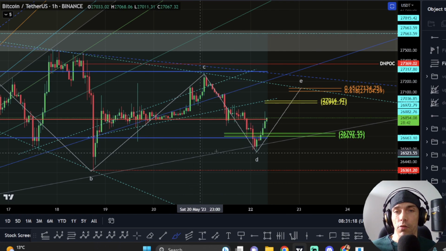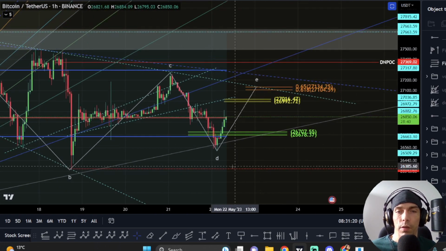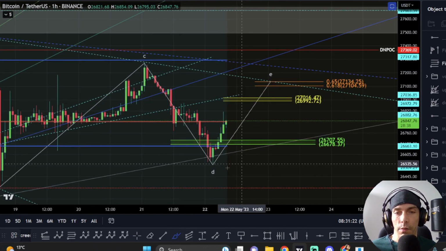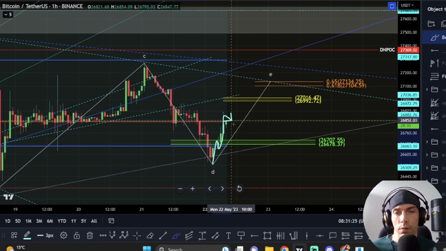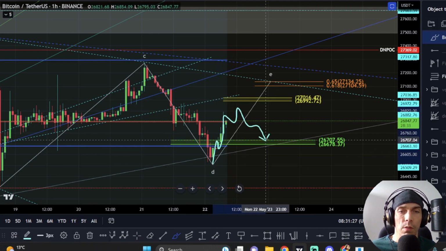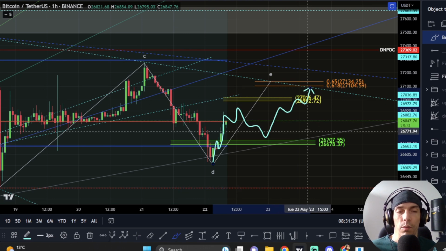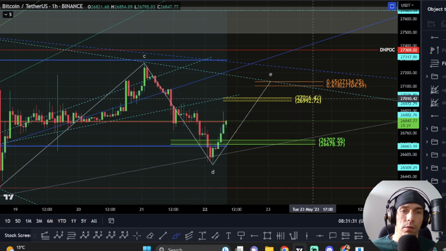Now, if this is a triangle, what we'd be looking for is a couple of things here. What we'd want to see is a five-wave move develop first, 1, 2, 3, 4, 5, and then we'd want to see a three-wave move down and then another five-wave move to the upside. So we have some interesting levels here.